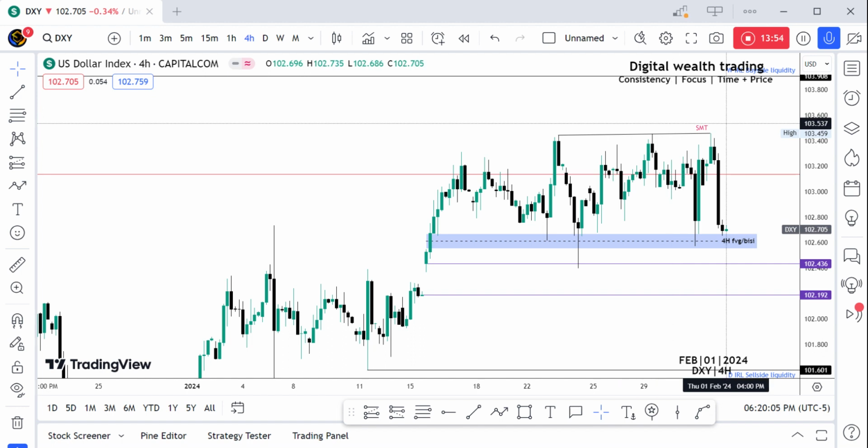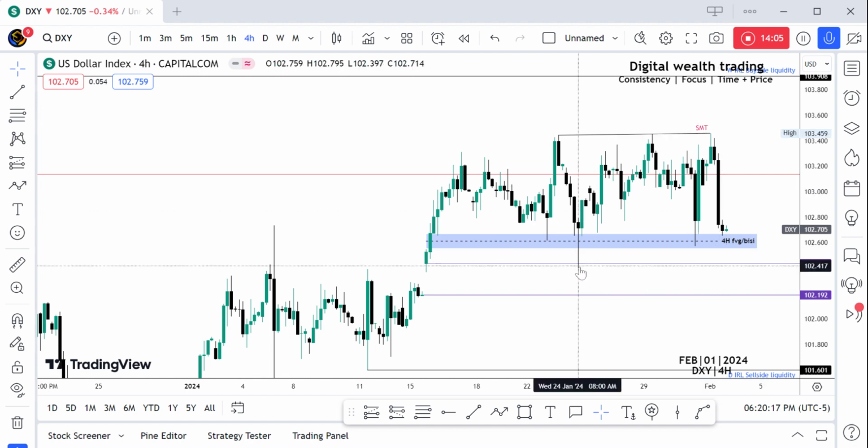So which of these makes more sense? When I'm working with buyers, I'm working logically. What makes more sense? On the daily, it makes more sense to see price go below this low and this low.